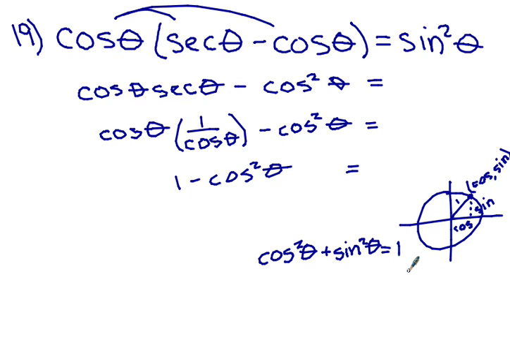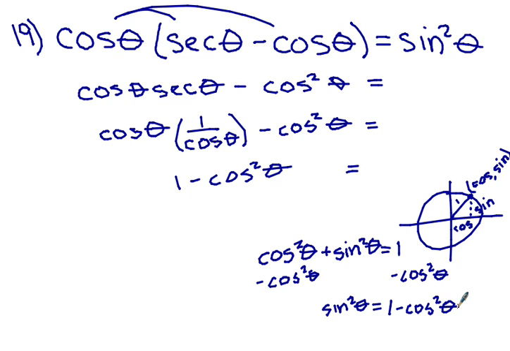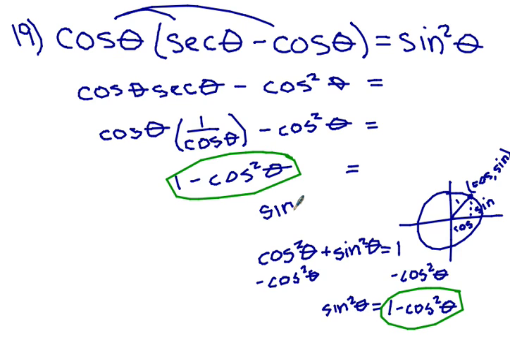Can we manipulate this identity? Well, if I have 1 and I want to subtract cosine squared from it, let's just do that and see what happens. So as we subtract cosine squared from both sides, we see that sine squared will equal 1 minus cosine squared. And now we have a direct substitution that we can plug in. So now this piece can get plugged in for that, and we see that we just have sine squared equals sine squared.